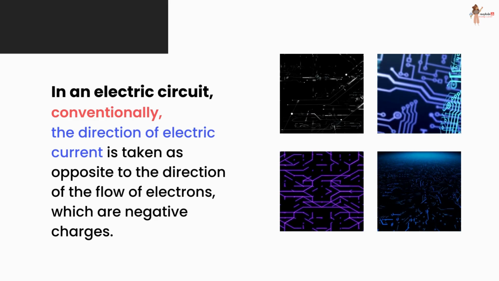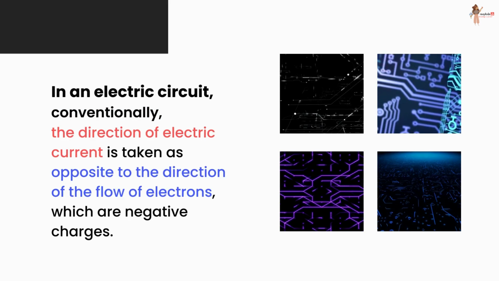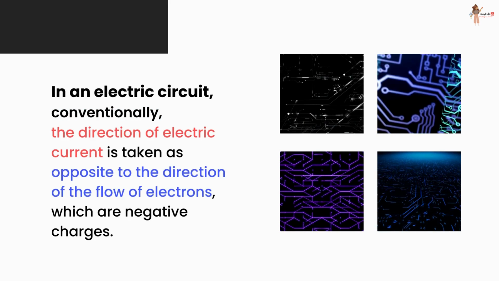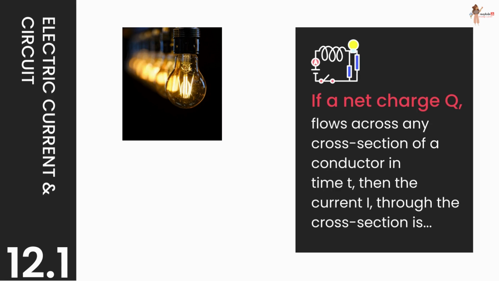Conventionally, in an electric circuit, the direction of electric current is taken as opposite to the direction of the flow of electrons, which we know are negative charges. If a net charge, say Q, flows across any cross-section of a conductor in time, say t, then the current I through the cross-section is given by Q by t. That means current is net charge per unit time. Now let's talk about the charge first.